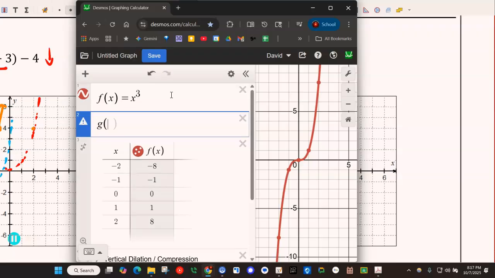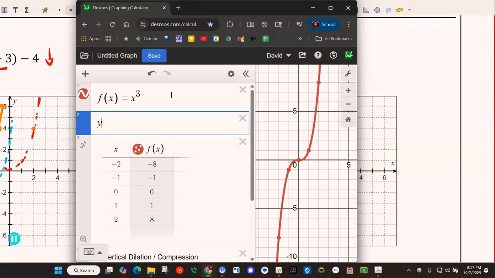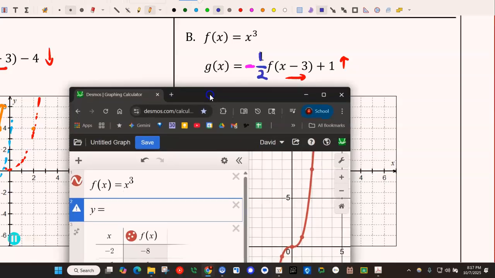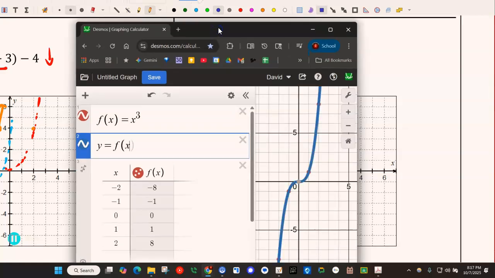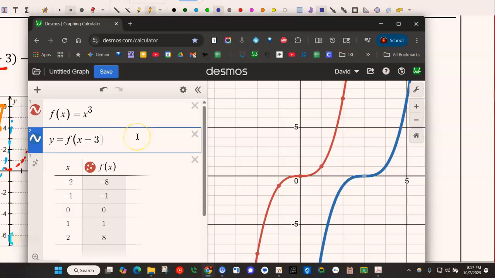A new function, I'm going to call it g of x. Oh, doesn't like that. Let's just do y. Y equals, and we're going to do one thing at a time, right? We're going to do f of x minus 3. Right, so we can already see the graph move to the right 3. And then we're going to move it up 1.